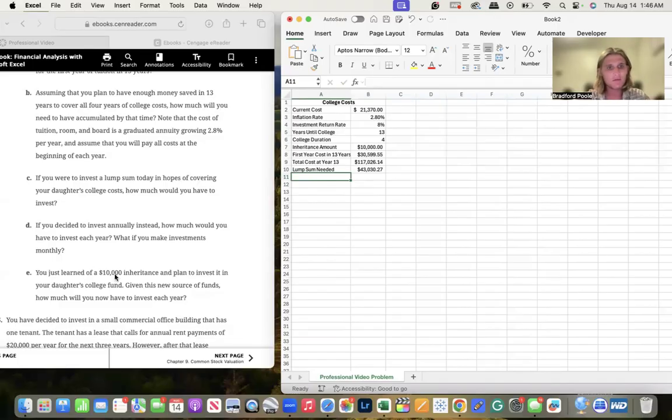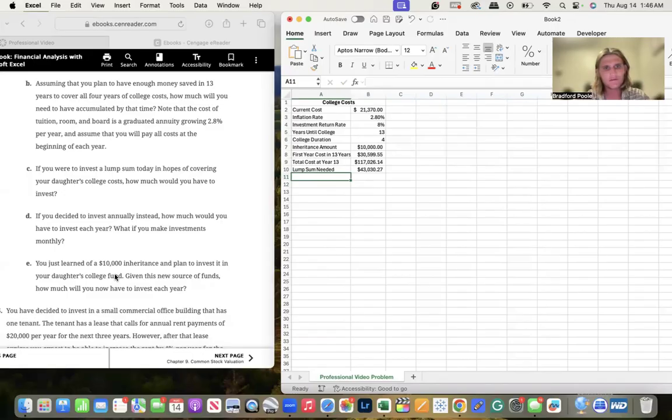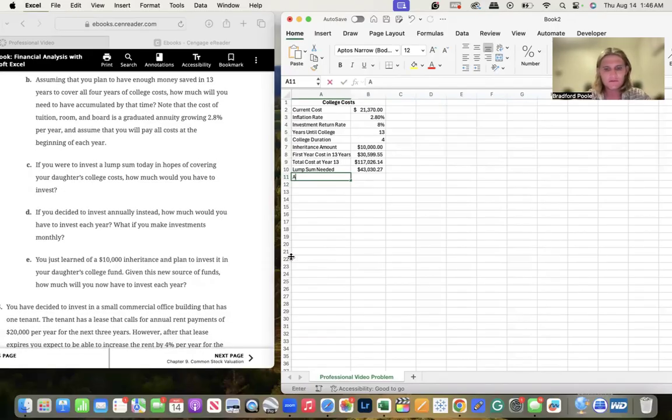So next they ask us if we decided to invest annually instead, how much would you have to invest each year? What if you made investments monthly? So let's do annual investment first. And we're going to use the payment function for this. And that is going to be our rate, years until college, and then it's going to be $5,444.